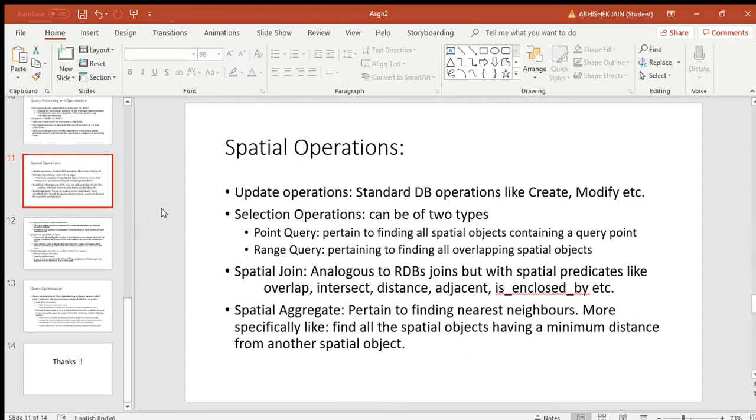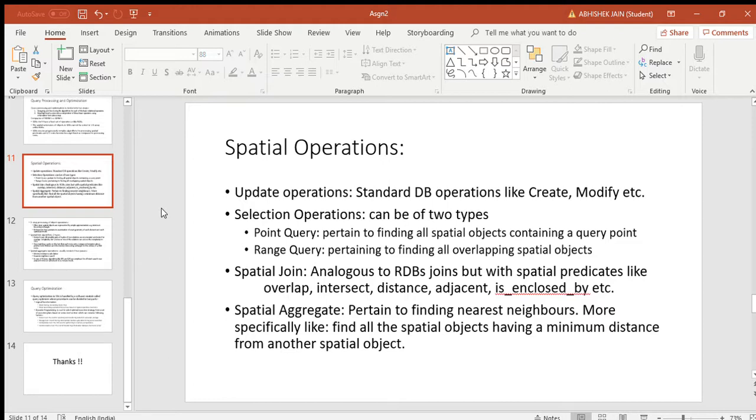Talking about the spatial operations, the following spatial operations are available. The update operations, which include the standard database operations like create, modify, etc. The selection operations, which can be of two types. First, the point query, which pertains to finding all the spatial objects containing a query point. For example, a query which says find all the points in a rectangle, or find a point contained by all the rectangles.